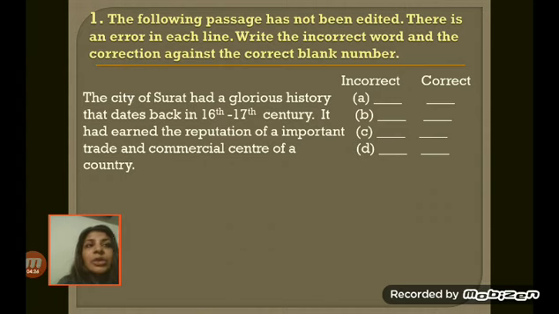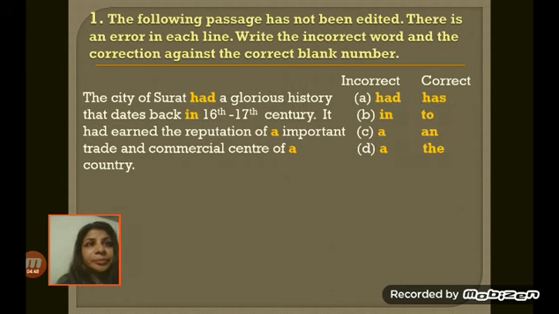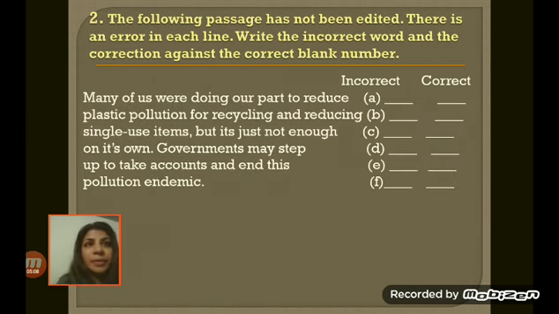Trade and commercial center of a country. Trade and commercial center of the country, not a country. We know which country this is, right? So let's look at the answers. What I've done here is I have marked the wrong words in the passage, and I have also written the correct answers there. Okay? So this was our first passage. The second one.